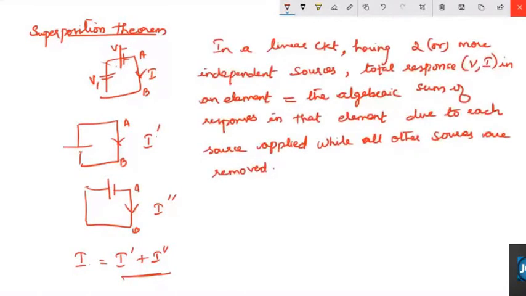So how many steps do we require? We need to find I dash, I double dash, and I triple dash. I dash means only keeping your first source, removing the second and the third source. I double dash means keeping your second source and removing the first and third. Triple dash means you keep the third source and remove your first and second sources. For each of the steps, after removing your sources, you need to find the current or the voltage, whatever is asked in your question.